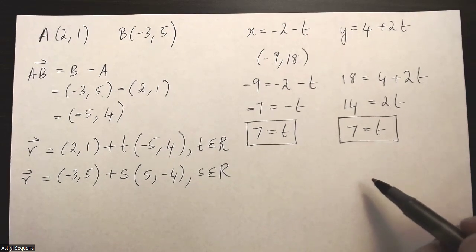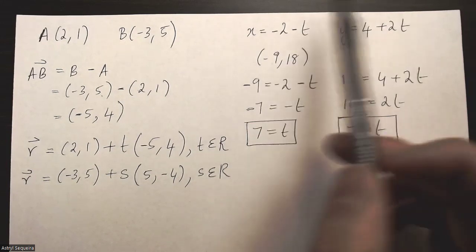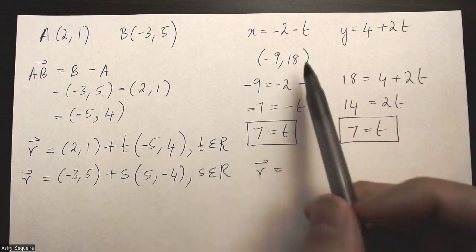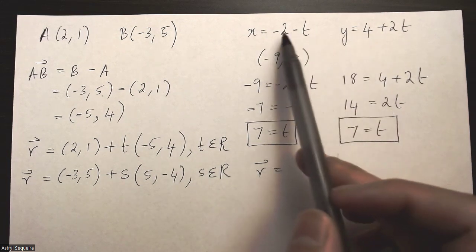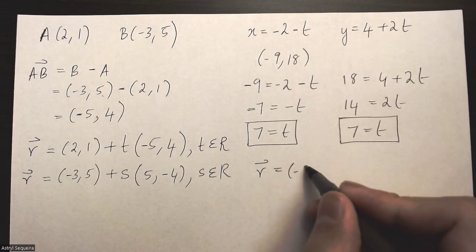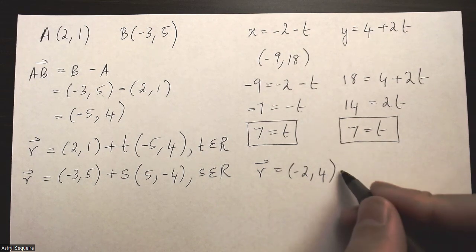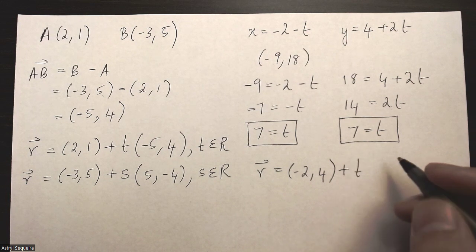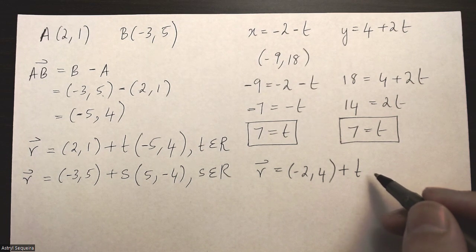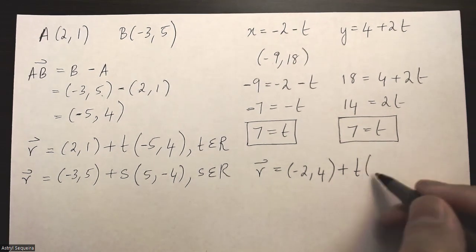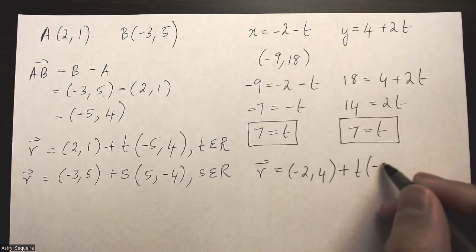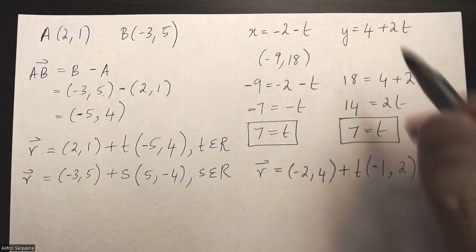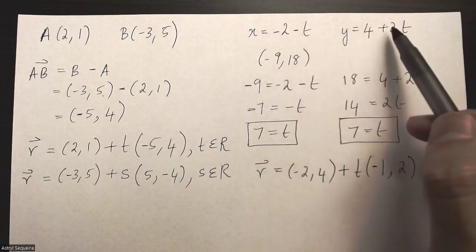And now we have to come up with 2 different vector equations for this. I'll just write the first vector equation from this over here. r equals, so my point is just the constants, which are -2 and 4. And then plus t times (-1, 2), which are just the coefficients of my t values.